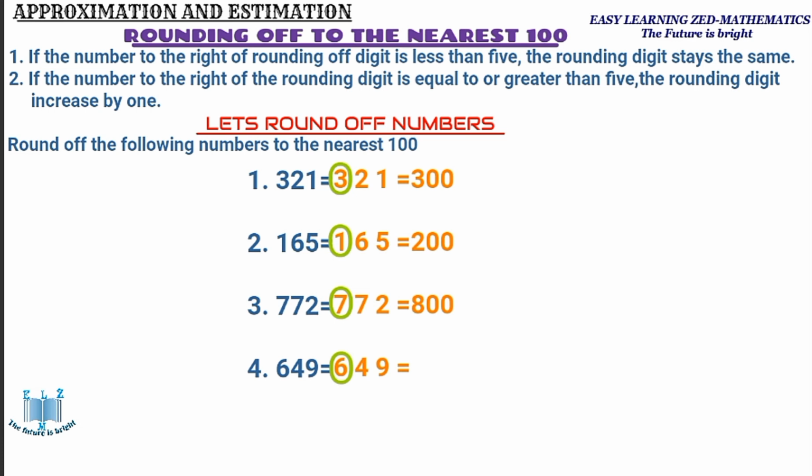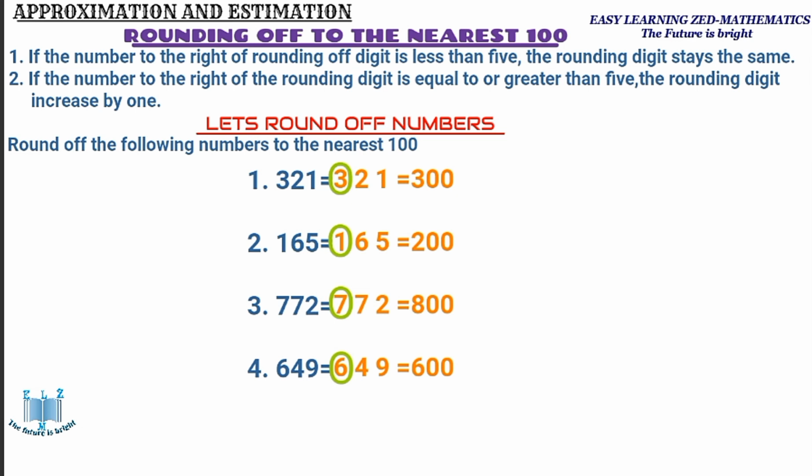That means we are going to do nothing to this 6, or 6 will remain just like that. It will stay the same. So we're going to write 6 there. Then where there is 4, we're going to put 0. Where there is 9, we're going to put 0. So rounding off 649 to the nearest hundreds will give us 600.